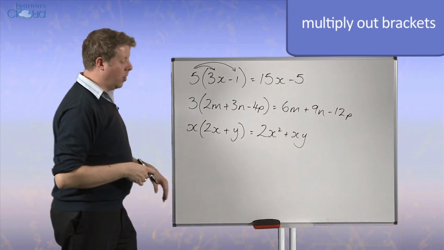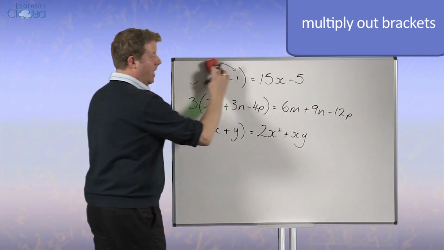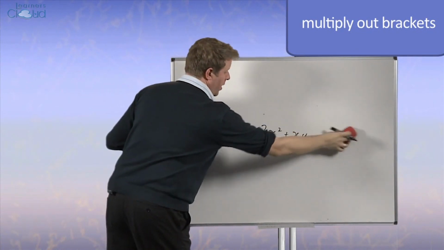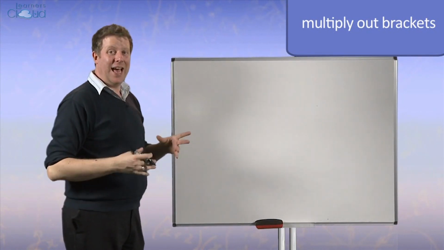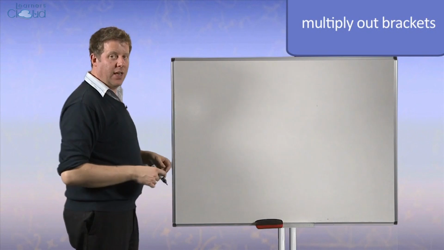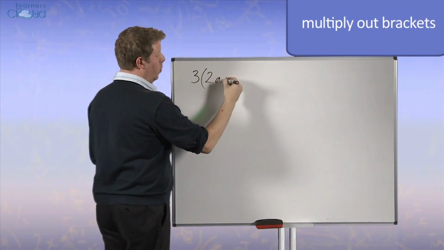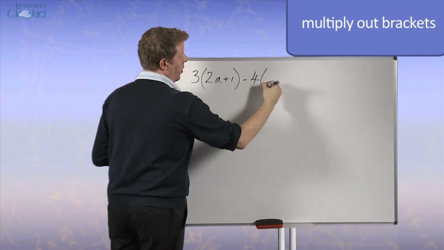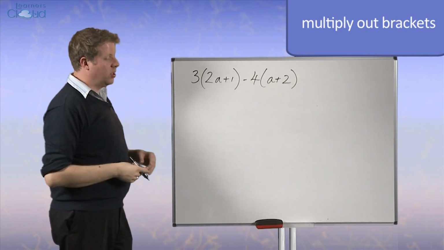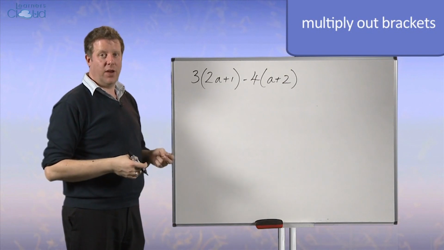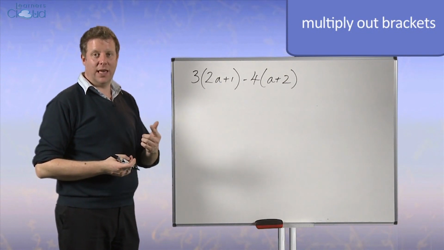Now let's look at an example where we'll multiply out some brackets, but then there's further simplification that needs to be done. What they'll say in the question is they would like you to expand and then simplify a particular expression. So if we look at this one, 3 lots of 2a plus 1 minus 4 lots of a plus 2. They want us to expand and simplify. That means multiply out the brackets and collect the like terms together.